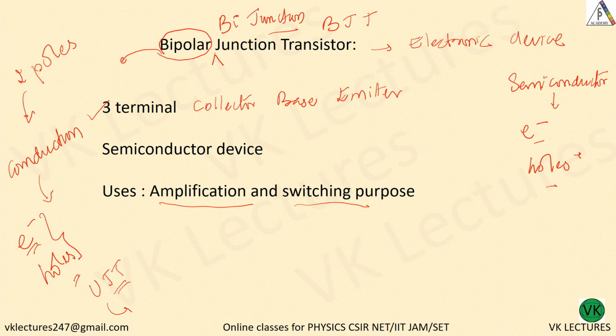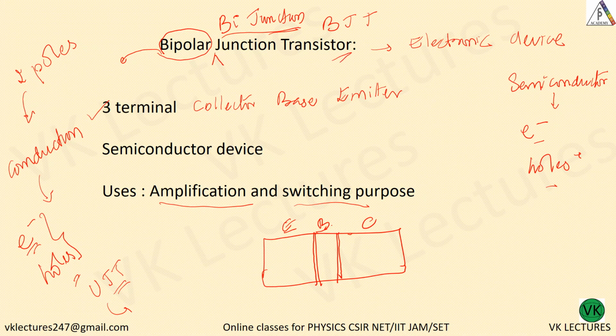Two junctions. That is, it is just like this semiconducting material. This is emitter, base, collector. Okay, there are two junctions. One is the base-emitter junction and another is the base-collector junction, or collector-base junction. Two junctions. So that is why bijunction.